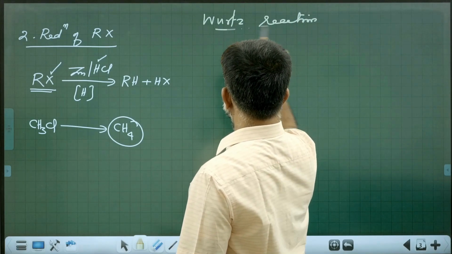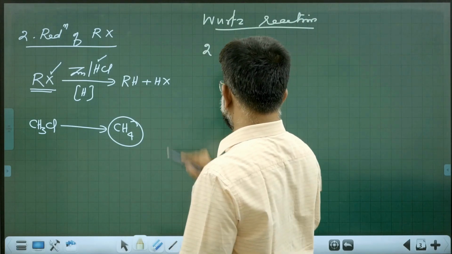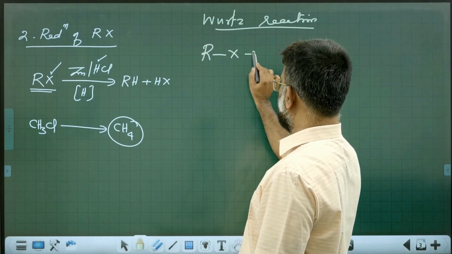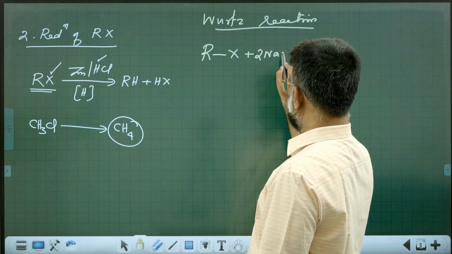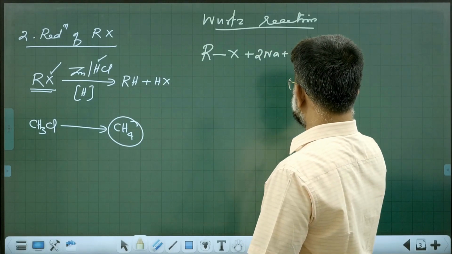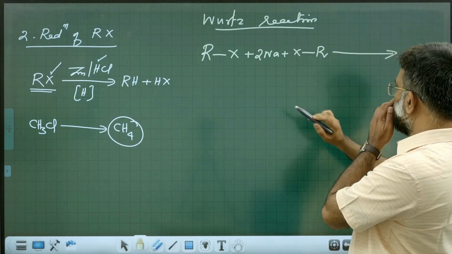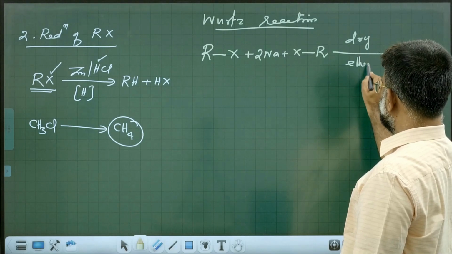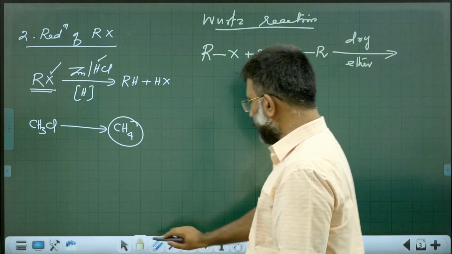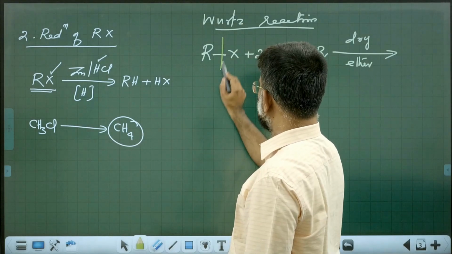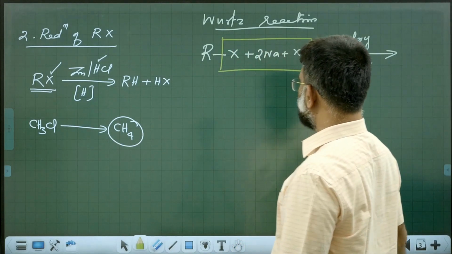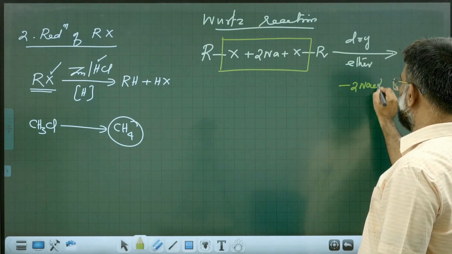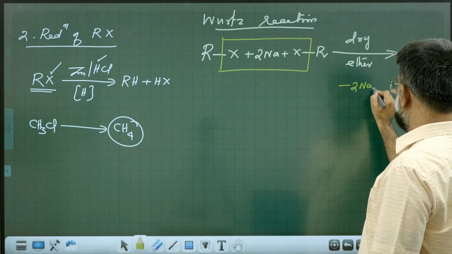What is Wood's reaction? An alkyl halide treated with metallic sodium. The reaction can be explained by two molecules drawn like this. The reaction happens in presence of dry ethereal solution. And you see the cleavage occurs like this, 2NaX out, that is 2NaCl out.